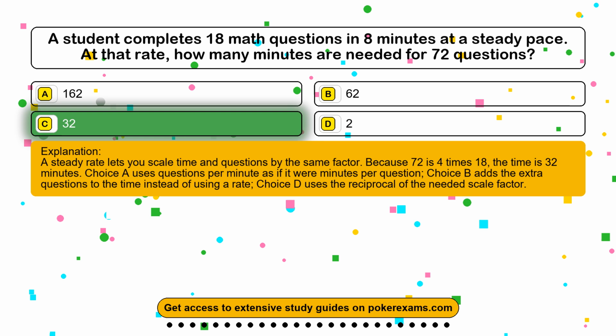A steady rate lets you scale time and questions by the same factor. Because 72 is 4 times 18, the time is 32 minutes. Choice A uses questions per minute as if it were minutes per question, Choice B adds the extra questions to the time instead of using a rate, Choice D uses the reciprocal of the needed scale factor.